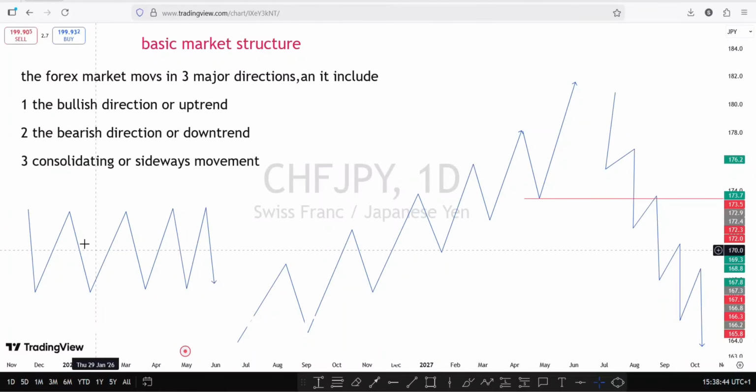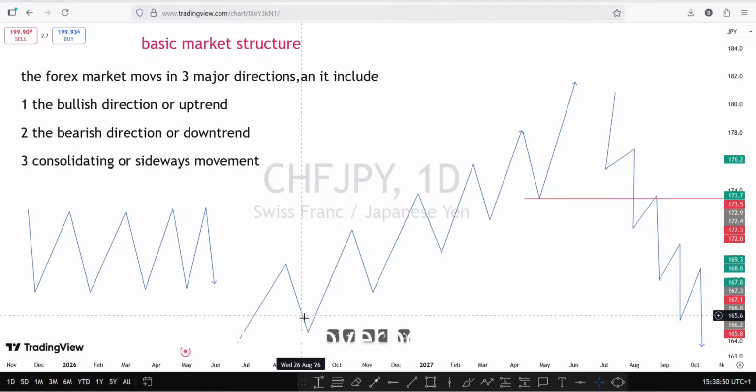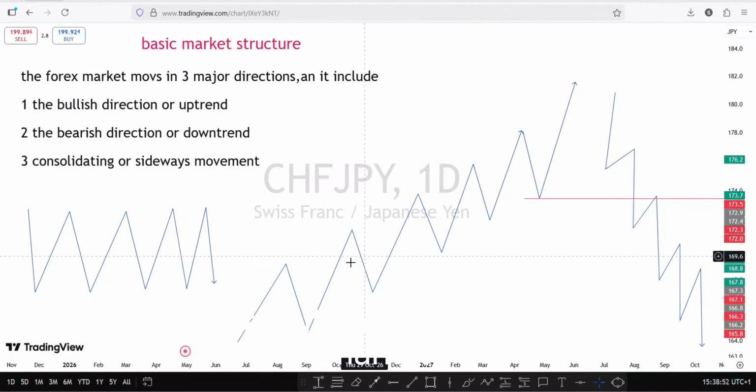Now, when we have a consolidation like this, price will not consolidate like this forever. And when we have a bullish structure like this, price will not be bullish forever. And when we have a bearish structure like this, price will also not be bearish forever, right? Price cannot keep going up till eternity, and price cannot keep going down to eternity.